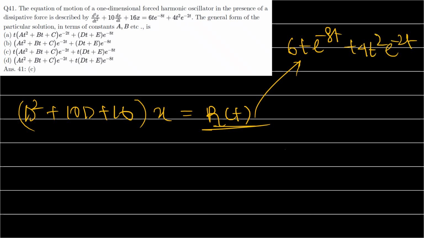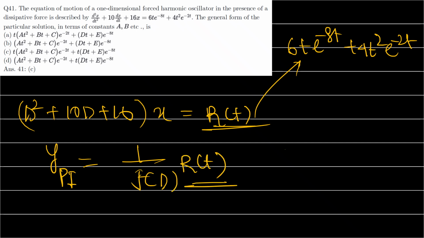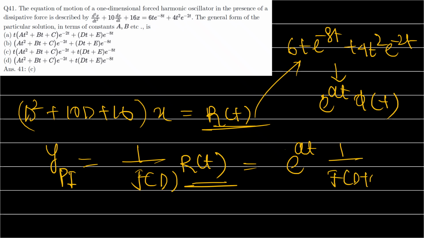Now, the PI or particular integral solution is equal to 1 by f of D times R of t. Since here R of t is in the form e to the power at, the formula for particular integral is e to the power at times 1 by f of D plus a. So let us solve the equation by this formula of particular integral.